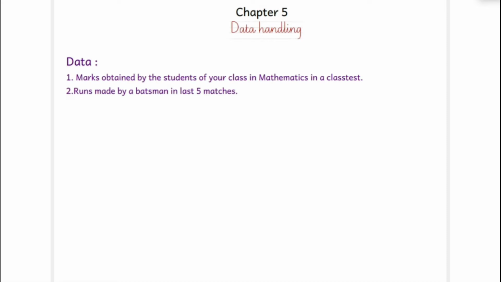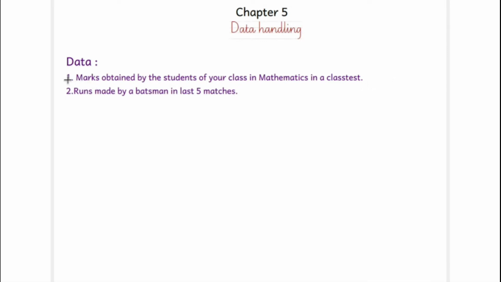Now first of all, what is data? In your day-to-day life, we come across a lot of information. For example, the favorite colors of your friends group. There will be many options. Then, what is your favorite breakfast? That will also have many options. Those are data, and they are called raw data. Here I have given 2 examples.